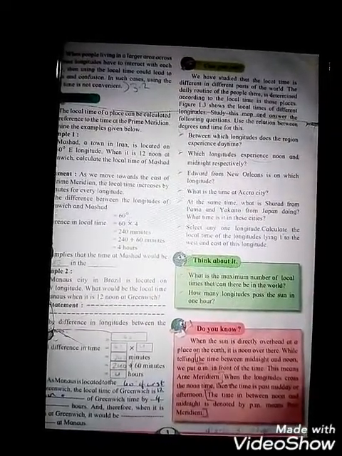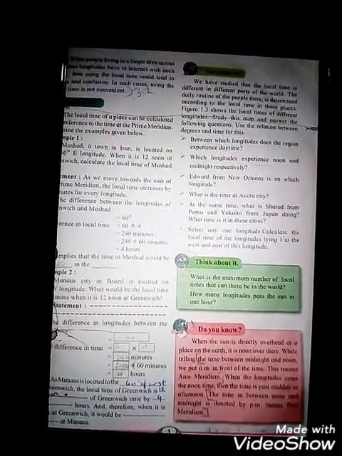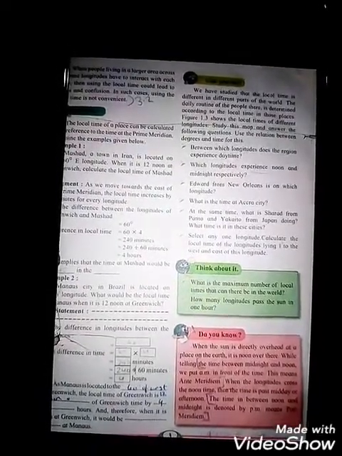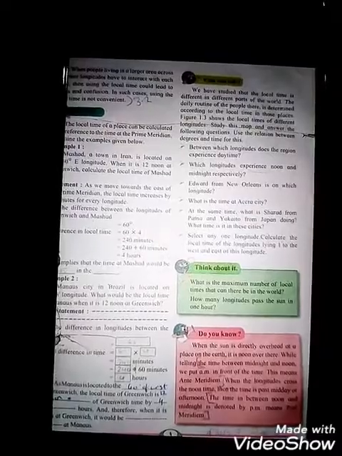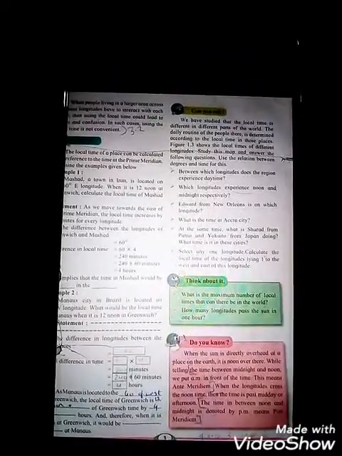See, Figure 1.3 shows the local time of different longitudes. Study this map and answer the following questions. Use the relation between degree and time for this. Some questions are given that you have to study. I am giving this and will explain it afterwards.